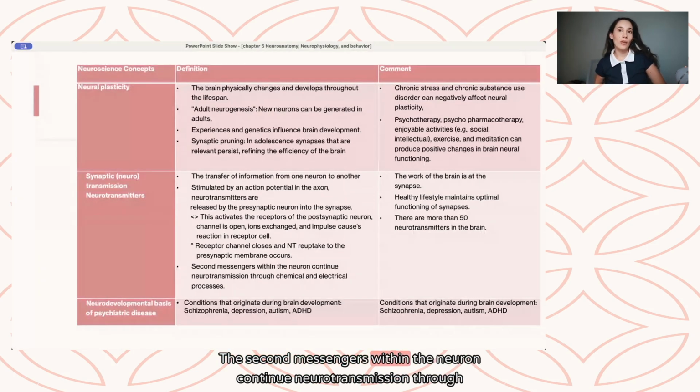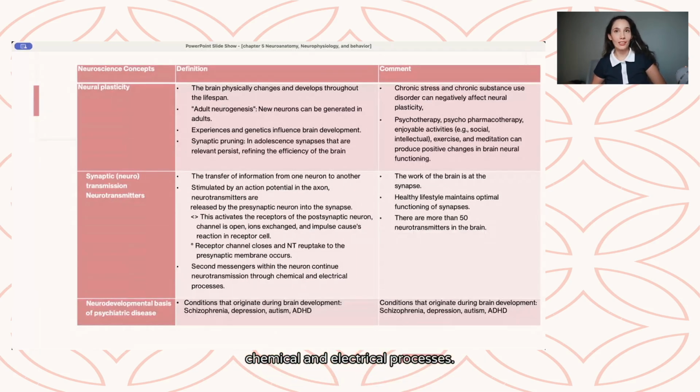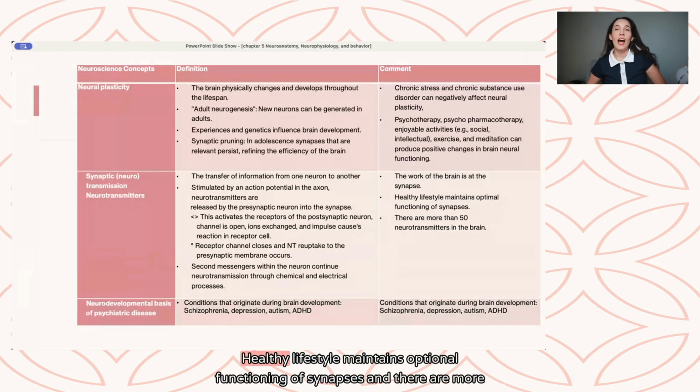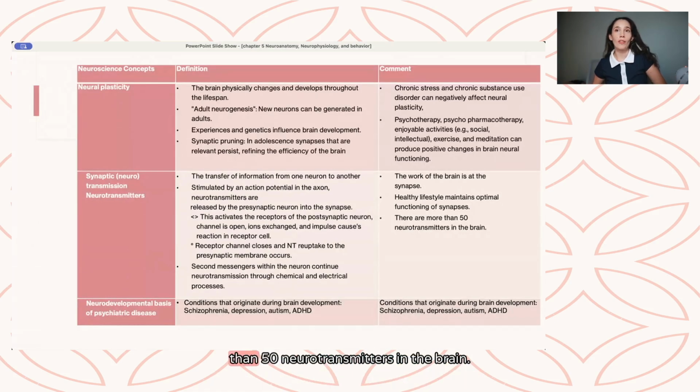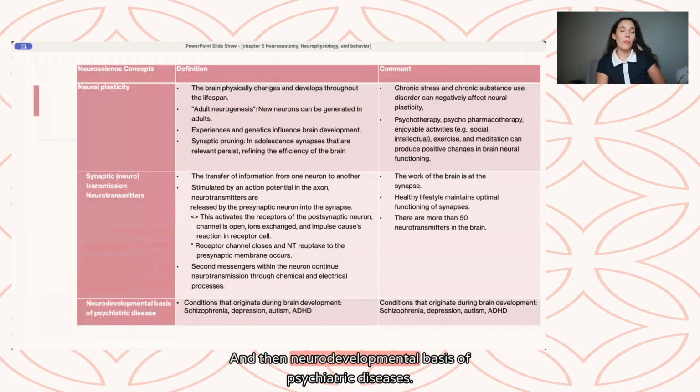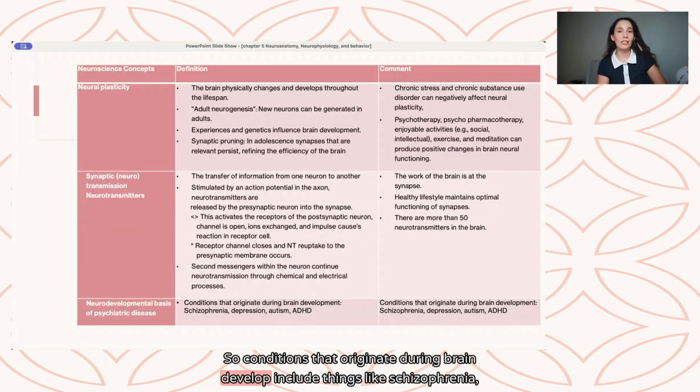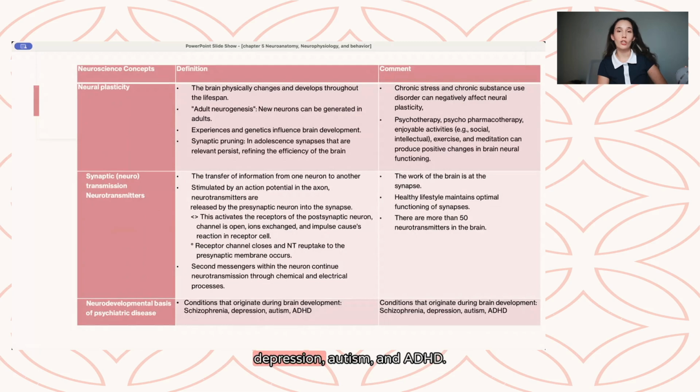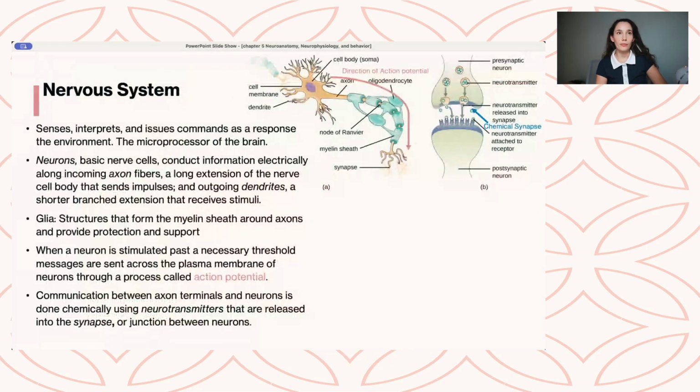The second messengers within the neuron continue neurotransmission through chemical and electrical processes. And just some notes: the work of the brain is at the synapse. A healthy lifestyle maintains optimal functioning of synapses, and there are more than 50 neurotransmitters in the brain. And then the neurodevelopmental basis of psychiatric diseases. So conditions that originate during brain development include things like schizophrenia, depression, autism, and ADHD. So that's just something to note.